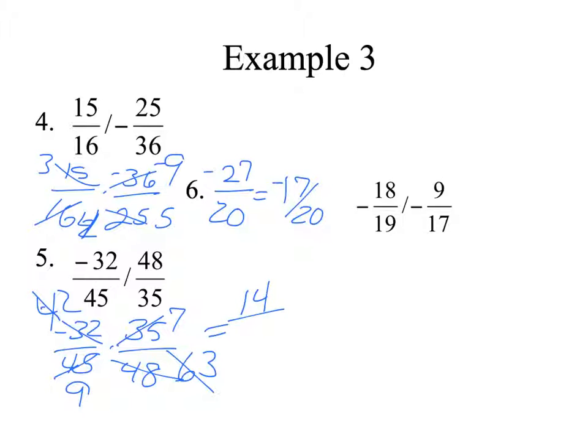9 times 3 is 27. Yep. And that's my final answer, 14 over 27.